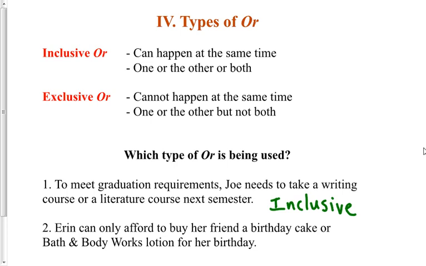Number 2, Erin can only afford to buy her friend a birthday cake or Bath & Body Works lotion for her birthday. Well, this is certainly the exclusive or. Because Erin only has enough money to get either the birthday cake or the lotion, but not both.